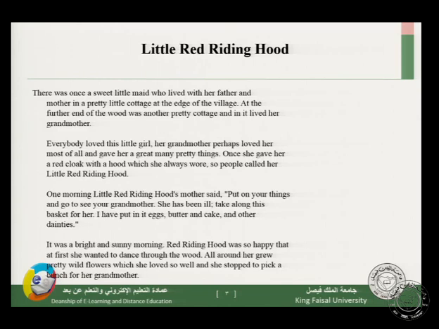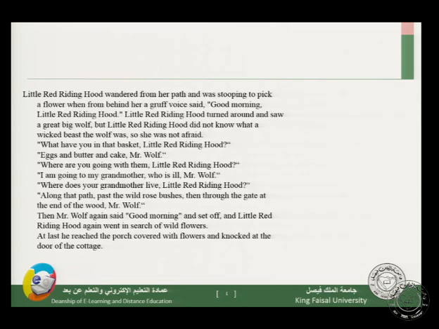But on the way, this beautiful lady, our little girl, just had her own time, and spent some time enjoying the beautiful scenery in the woods, picking flowers here and there, dancing, and running and jumping, and picking flowers and singing. On the way she met a wolf, a wild wolf.